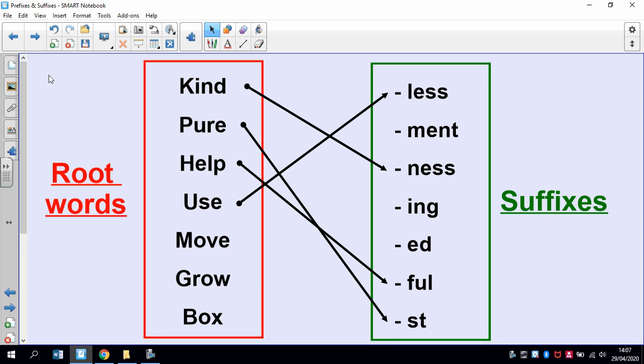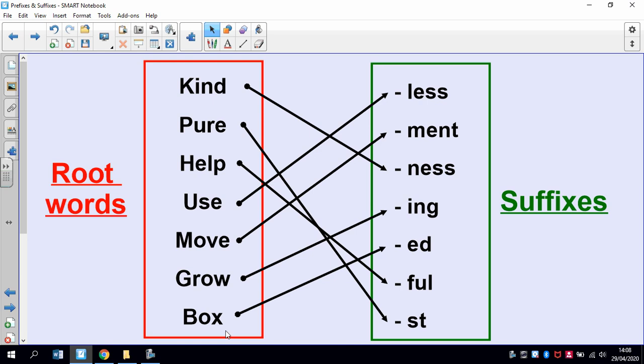How about move? Which suffix could you put on the end of that to move? I put movement. Turns the verb to move into a noun, a movement. It becomes a thing rather than just an action. Grow. I put ing. Growing. And finally, box. Well, we've only got one option, but it would make sense. Boxed. You can box something up, or it can be boxed.